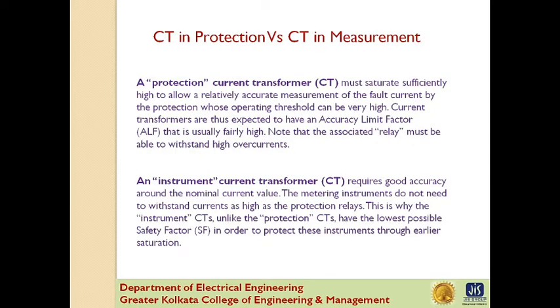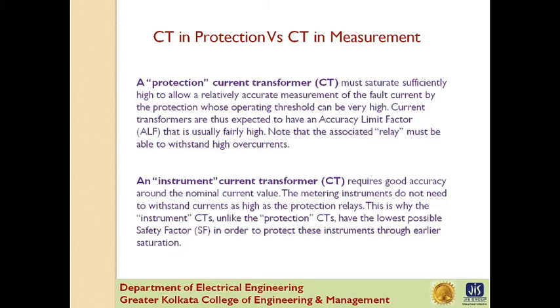Now next is CT in protection versus CT in measurement. A protection current transformer must saturate sufficiently high to allow a relatively accurate measurement of fault current by the protection whose operating threshold can be very high. Current transformers are thus expected to have an accuracy limit that is usually fairly high. Note that the associated relay must be able to withstand high overcurrent.